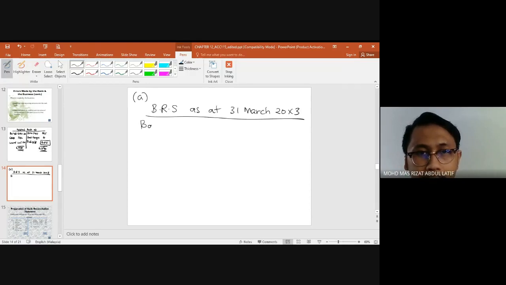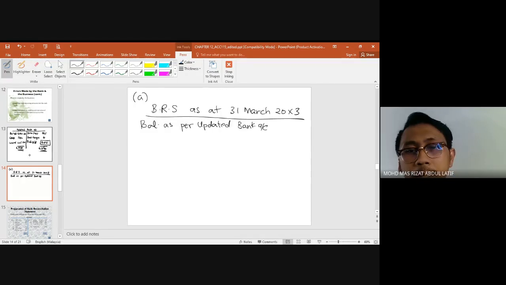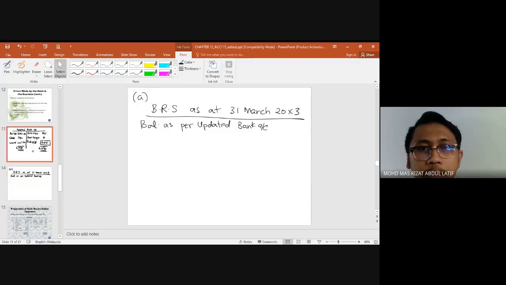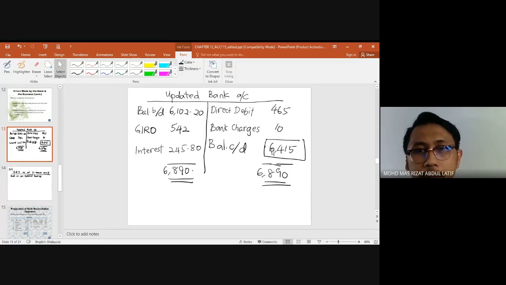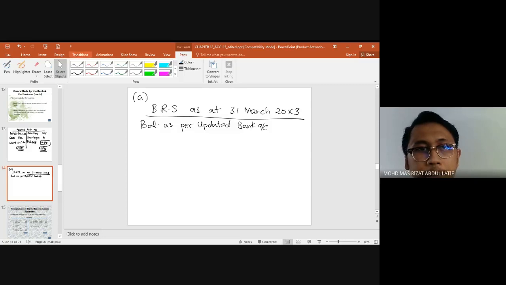So tulislah balance as per updated bank account. Okay, so kita ambil amount balance CD yang baharu. So, you tengok dekat updated bank account, you can see that your new balance CD will be 6415. Okay, so transfer this amount to your bank recons. Masukkan kat sini. So 6415, kita pakai blue color lah. 6415. Okay, done.